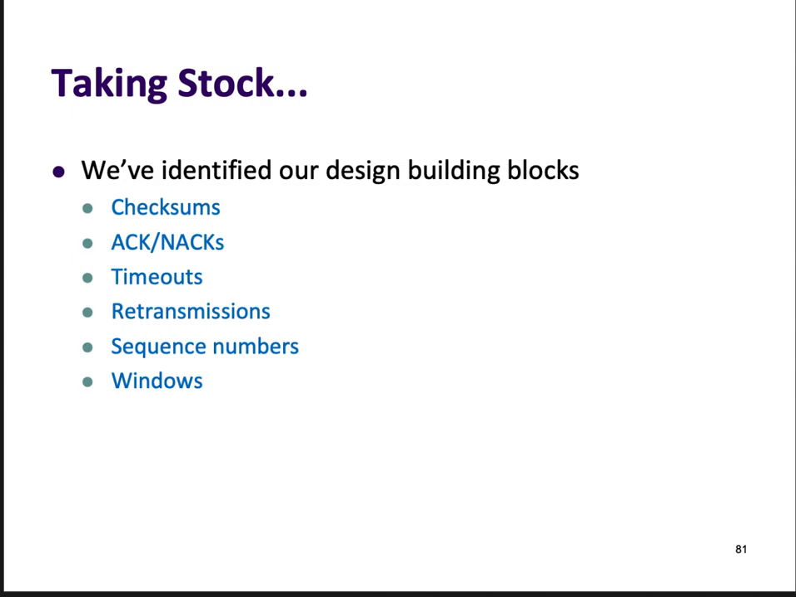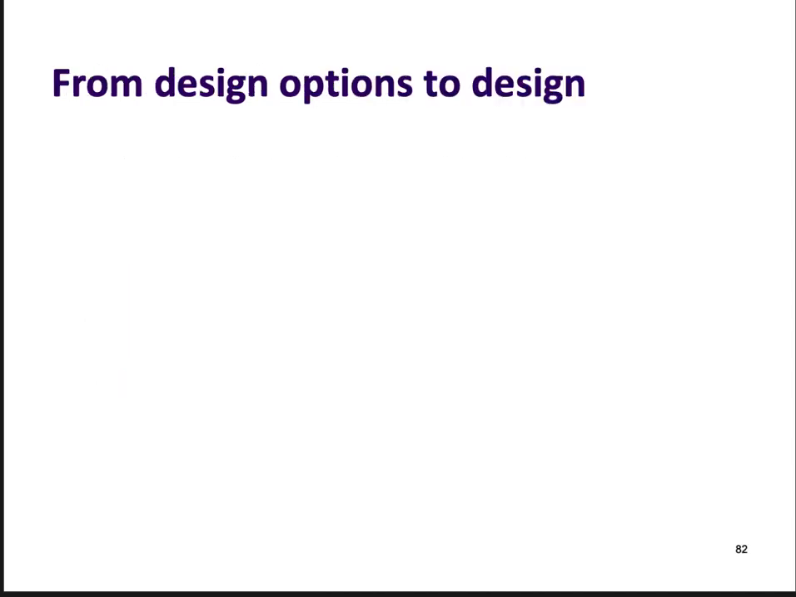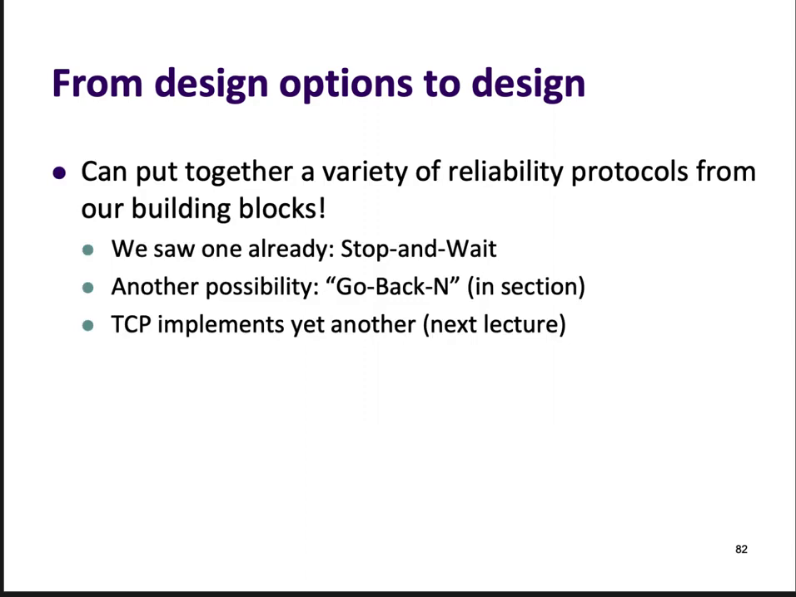But for now, let's back up a level first and take stock of what we've done in terms of design building blocks. We have all of the design building blocks that we need to implement a reliable transport protocol: checksums, ACKs, NACKs, timeouts, retransmissions, sequence numbers, and windows. There are trade-offs in how you apply them, whether you have cumulative ACKs versus full information and so on. But what you can do now is take all of those design options and design a reliability protocol. We've seen one, stop and wait. That was the one packet at a time. There's another very simple variant called go back N that you'll see in section. It's another one of these canonical examples, not very useful in practice.